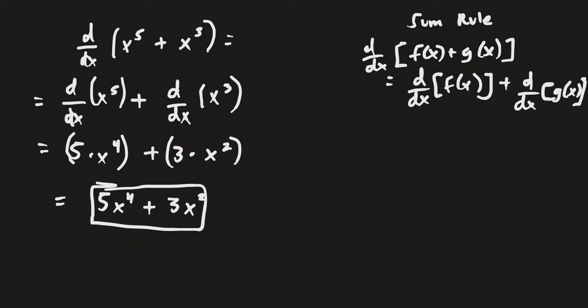Now you could simplify this by taking out an x squared, which would make this x squared times 5x squared plus 3. This is also equivalent.